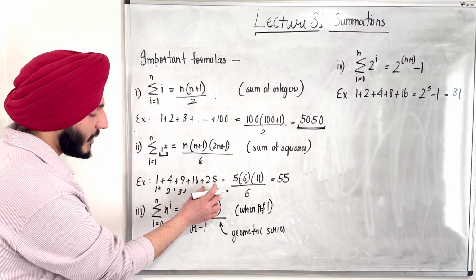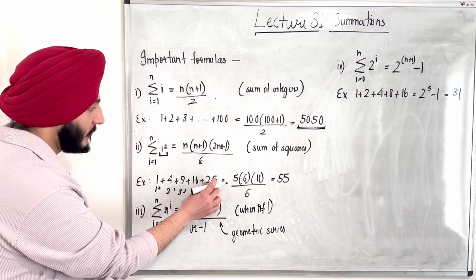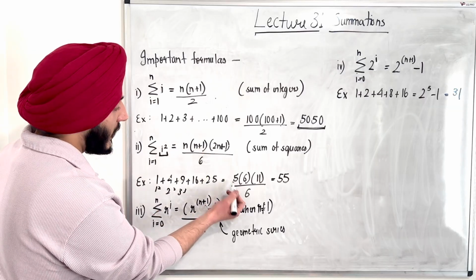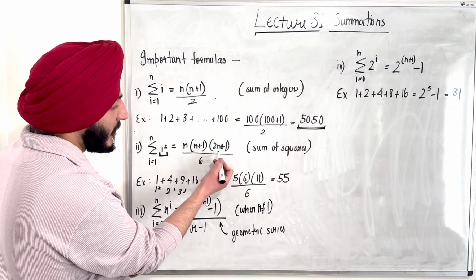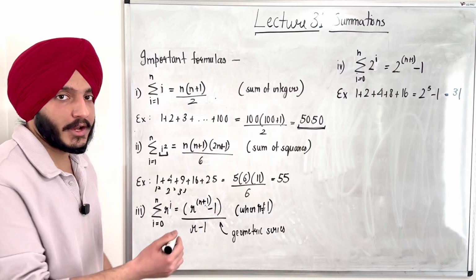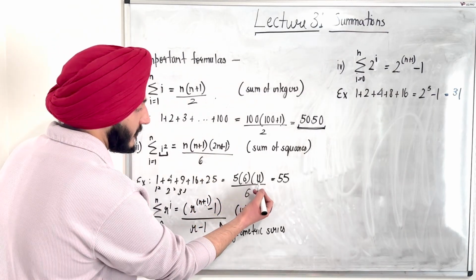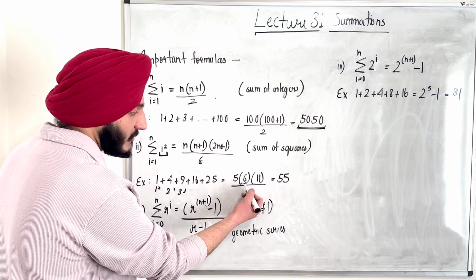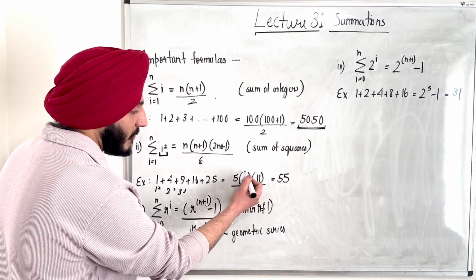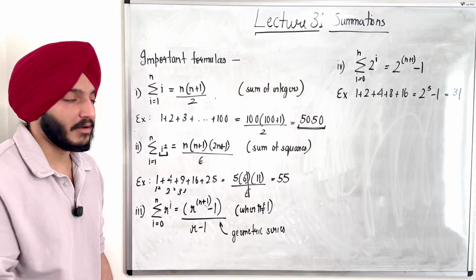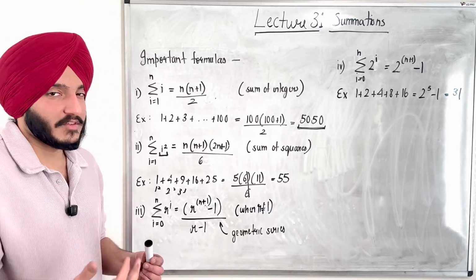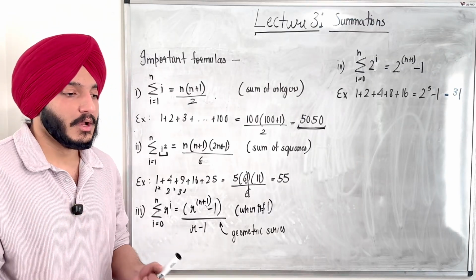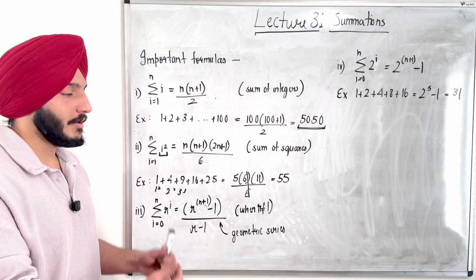Now, since I'm going up till 25, which is the fifth term, n would be 5, n plus 1 would be 6, 2n plus 1 would be 5 multiplied by 2, which is 10, plus 1, which would give me 11, right? So 5 multiplied by 6 multiplied by 11 divided by 6 gives me 55, right? Once again, this is just an equation which you can use instead of having to do the sums yourself again and again.